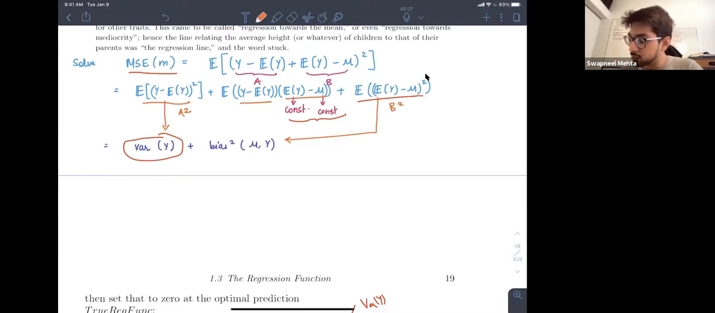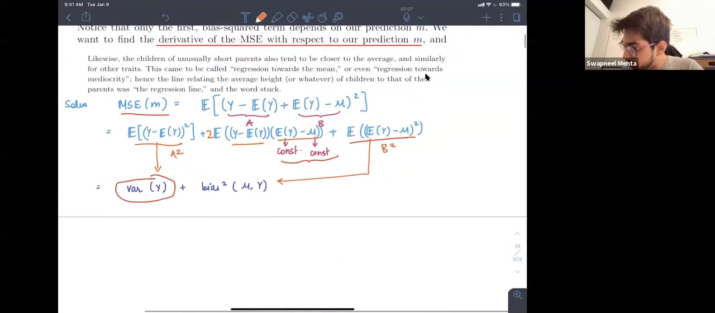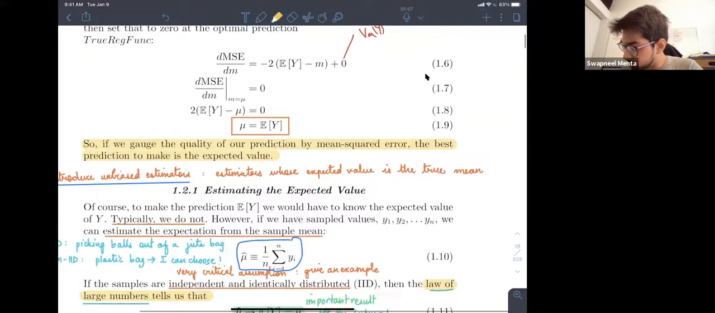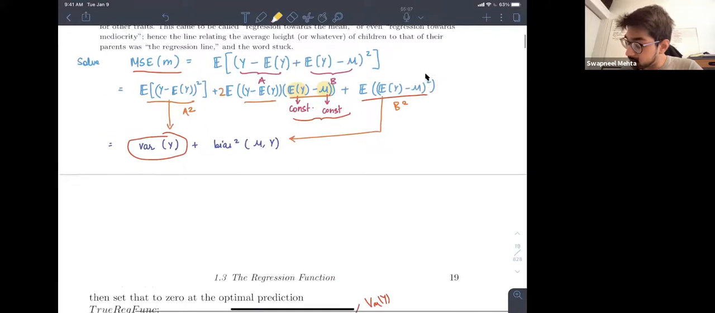The nice thing about this, in case anyone notices, is that your AB term, the middle term, which should be 2AB, tends to 0. And why is that? Because for your optimal predictor, mu, it's going to tend to the expectation of y. So as your predictor becomes perfect, your middle term tends to 0, which is explained here. Maybe I didn't explain that right.